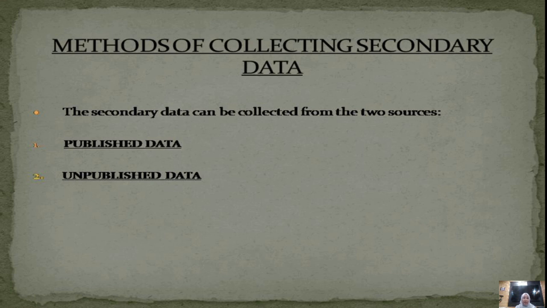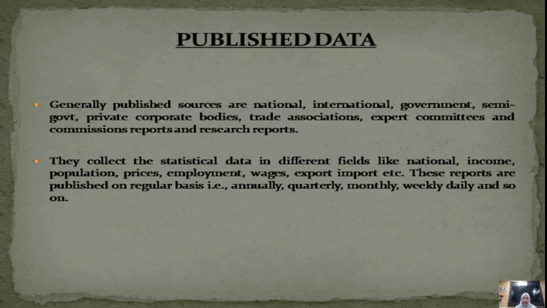Switching on to the collection of secondary data. The methods of collecting secondary data are published data and unpublished data. Generally, published sources are national, international, government, semi-government, private bodies, corporate bodies, trade associations, expert committees, and commission reports and research reports. They collect statistical data in different fields like national income, population, prices, employment, wages, export, import, etc. These reports are published on a regular basis: annually, quarterly, monthly, weekly, daily, and so on.